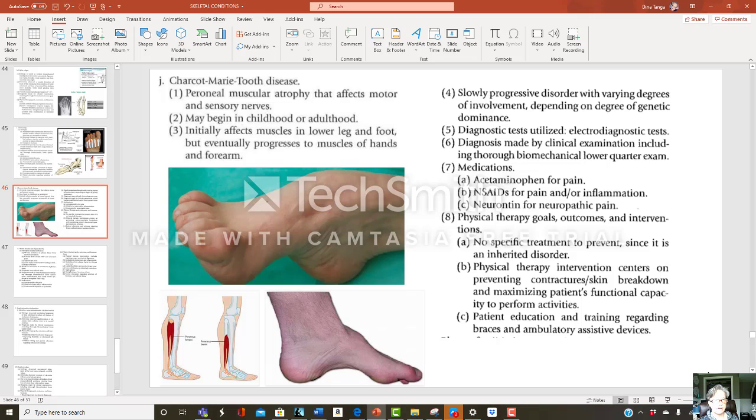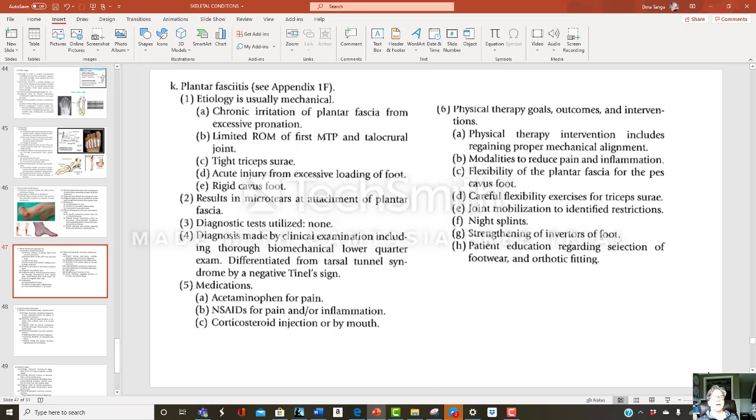Okay, and so I went and found some pictures, of course, of the peroneal muscular atrophy that affects motor and sensory nerves. And I've actually seen patients with this. It's kind of sad. But anyway, let's move on.